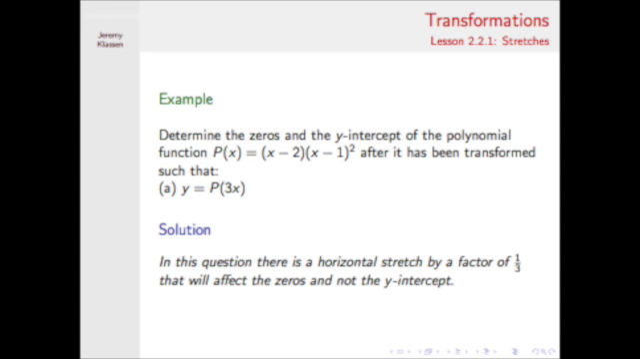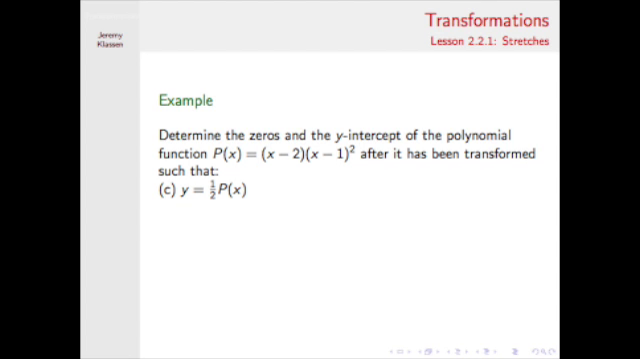And this is going to affect the zeros, but not the y-intercept. Anything that's on the y-axis will be invariant under a horizontal stretch. So this means that our x-intercepts, our zeros, will end up becoming 2/3 and 1/3. We just multiply each of those by a third. Now, I apologize for this. That y-intercept should have been just -2, not -12. That's a cut and paste problem, that's my mistake. That should have stayed -2.